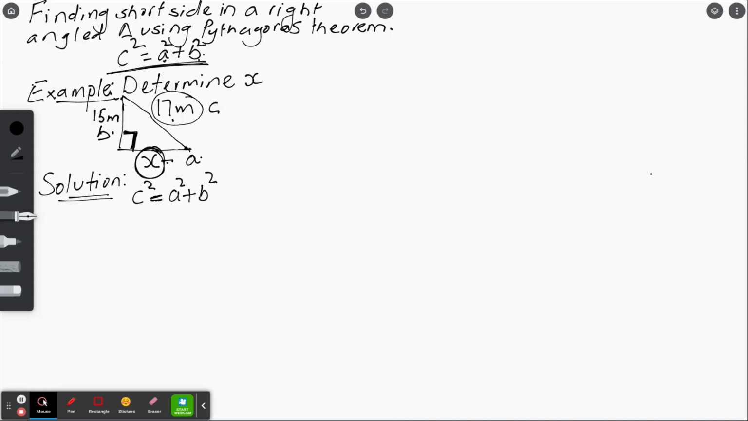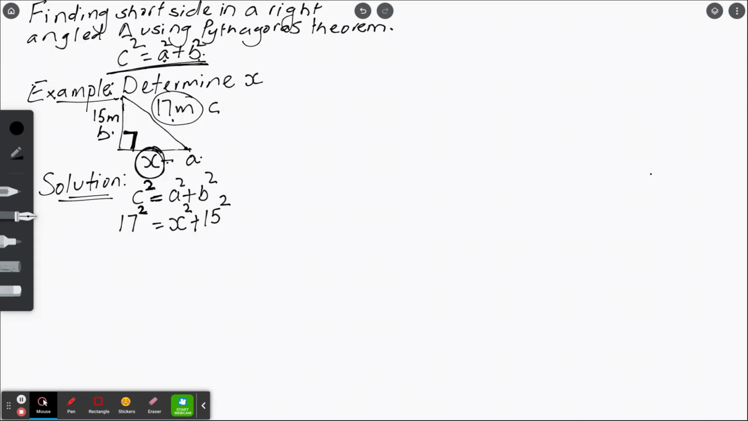All right, so let's substitute. This time your C is 17. So we are going to do 17 square to start with. Remember, it is not just C, it is C square. So we cannot just write down 17 equals. We have to go 17 square equals. A is my X, so we're going to go X squared plus B is 15 squared. Pythagoras theorem is never going to work without putting squares on top of that.